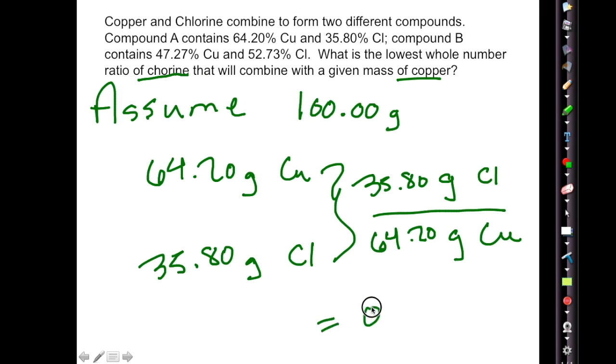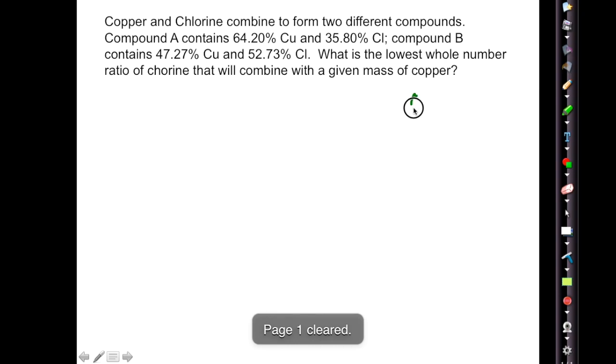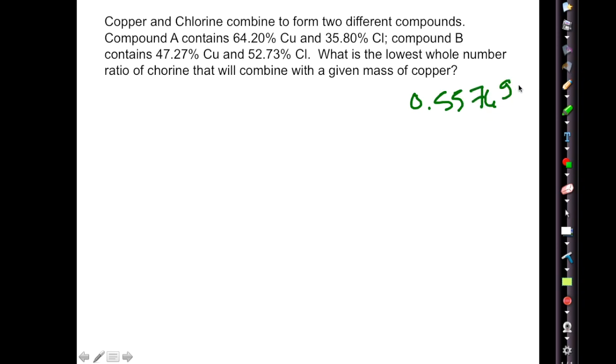This ratio in decimal form is 0.5576, and the label here would be grams chlorine per gram copper. So what that means is for each 1 gram of copper in compound A, we will see 0.5576 grams of chlorine combining with it. So we're going to keep that ratio, set it aside for now, and we're going to do the same thing for compound B. So let's write our ratio for compound A up here so we don't forget it. 0.5576 grams chlorine per gram copper.